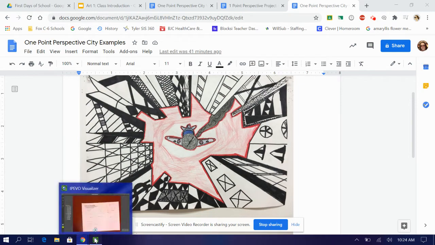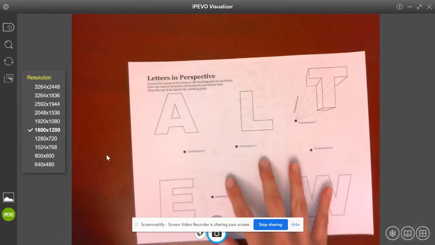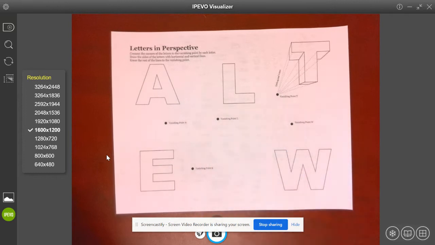Guys, today I'm going to talk about the worksheet with the 1-point perspective letters. So this worksheet is a little bit harder than your boxes worksheet. And so we're going to practice doing letters in 1-point perspective because some people like to make 3D letters. So I want to point out on this worksheet, there are many vanishing points.